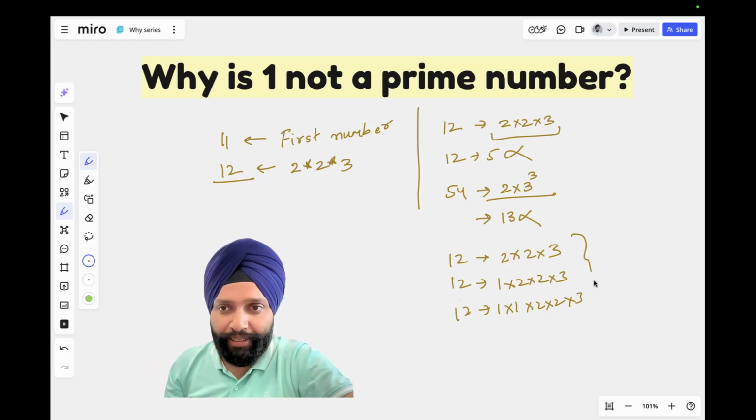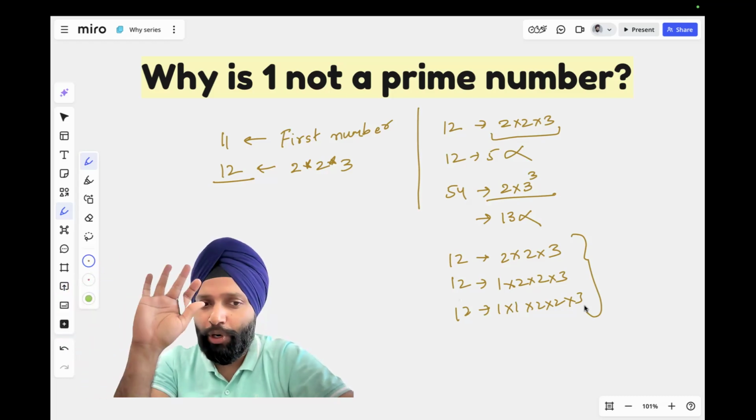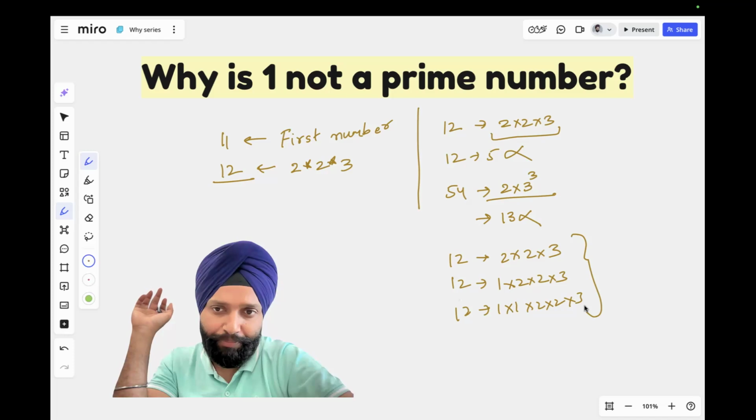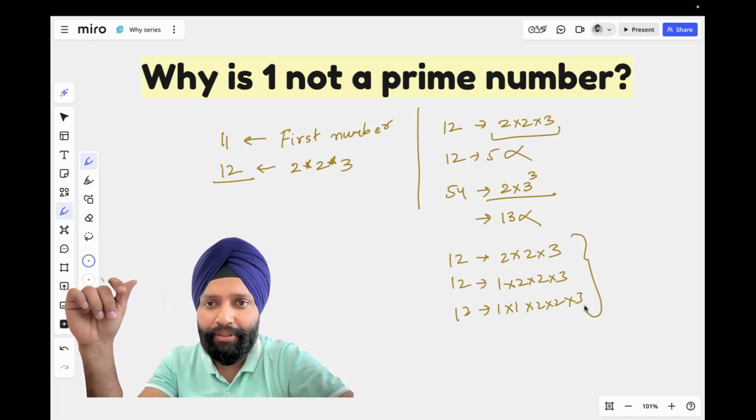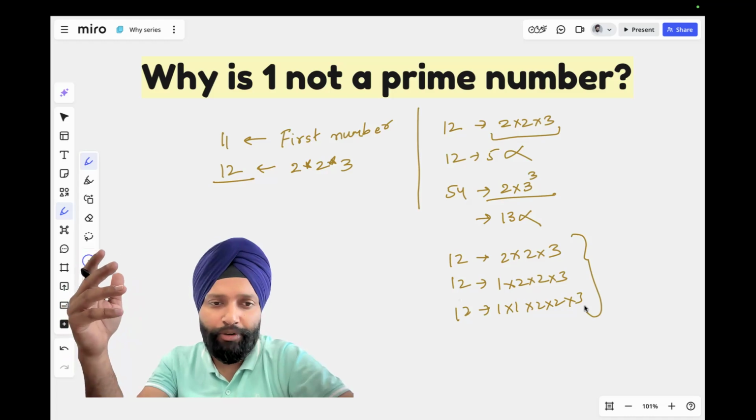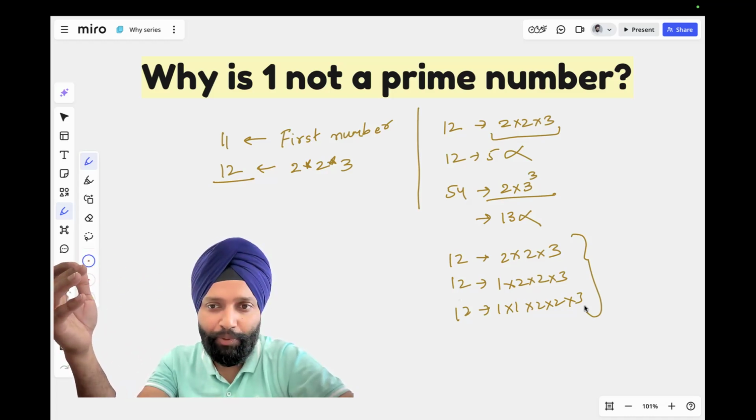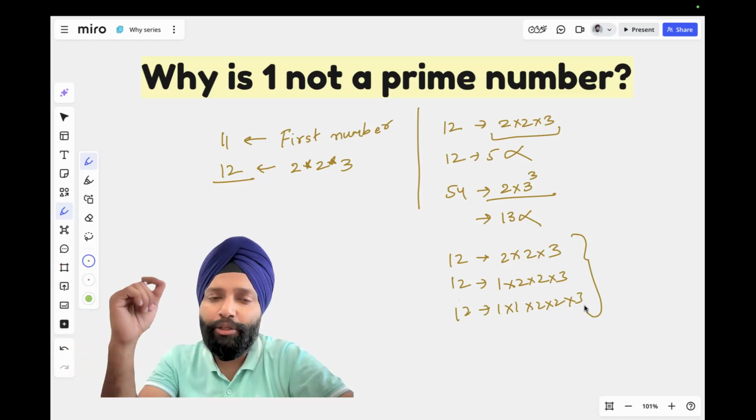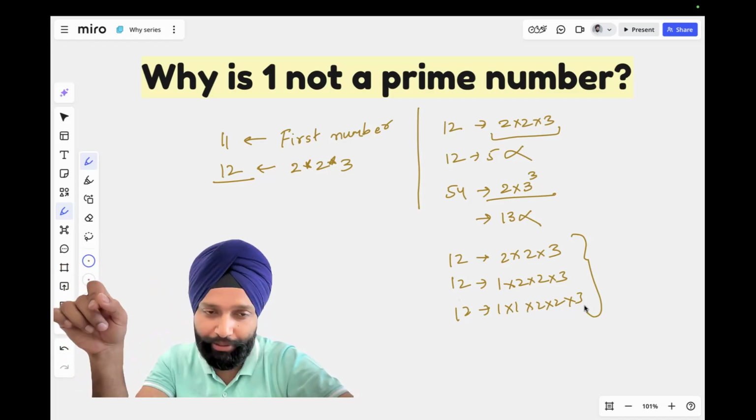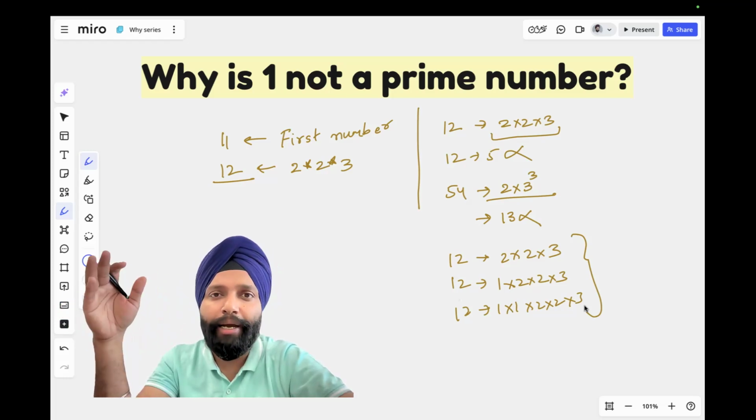So suddenly the prime factorization of 12 is not unique. Okay. So if I call one a prime number, the fundamental theorem of arithmetic does not hold. Okay. So to make the fundamental theorem of arithmetic hold, the mathematicians decided to exclude one.